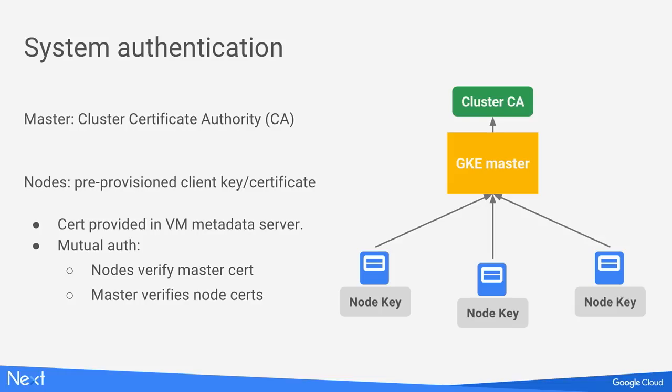The master itself has a certificate authority, one CA for the entire cluster. And the master is then given certificates that are signed by that CA. At the same time, the nodes in the cluster are also given node certificates and keys that are signed by that same CA. When we create these nodes on your behalf, we pass along the details of those node certificates in the VM metadata server that these nodes are running on. The nodes are then able to fetch that key and cert down from the metadata server, and when they contact the master, you get mutual authentication.